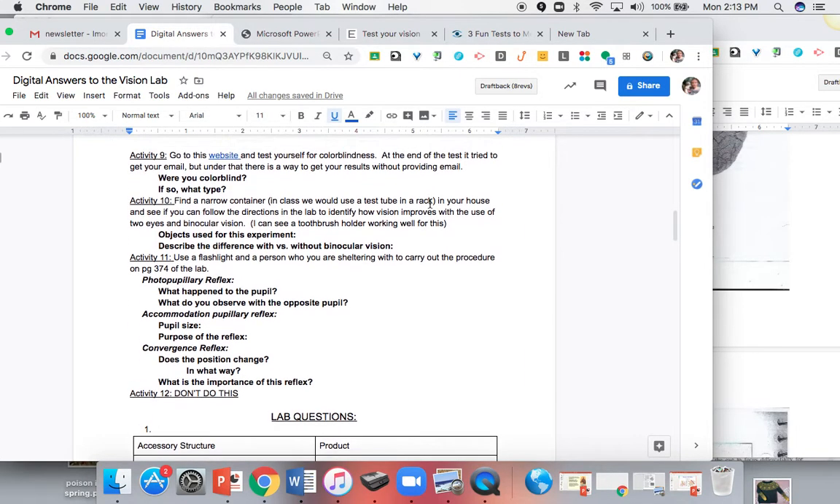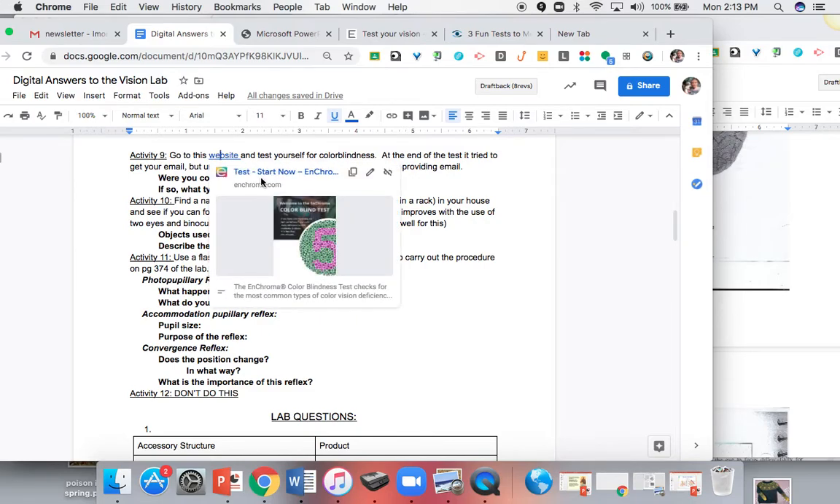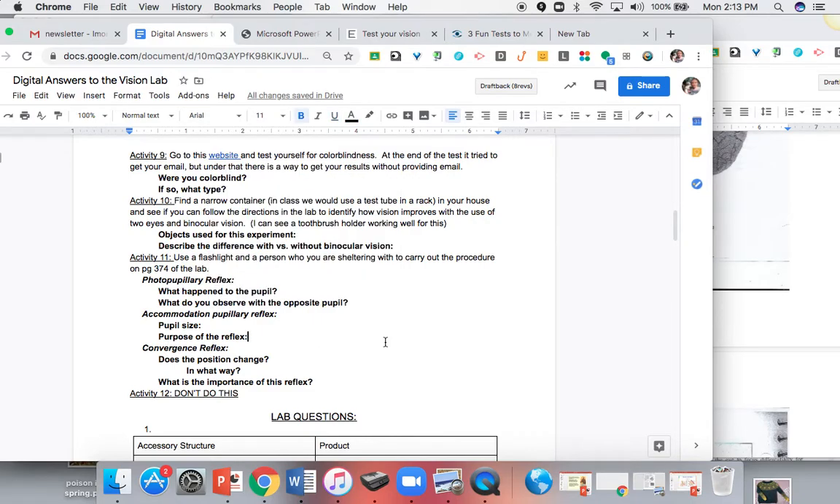Activity 9, you're going to test yourself for color blindness. You go to the website. At the end of this, they try to make you put your email in. But then below where you provide that, there's just a link that says no thanks, I just want my results. Just click on it and it will give you your results. There are a bunch of different kinds of color blindness, and they will tell you which one you have, if any.